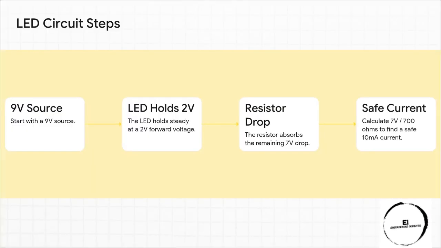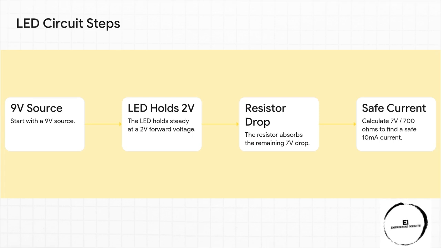Let's see how all of this builds into our grand finale. What if we took everything we just learned about voltage drops, resistors, and diodes, and designed a safe, fully functional LED circuit entirely from scratch? Let's just walk through this logically, step by step. We start with a strong 9-volt battery. We know from our plot that the LED will turn on and firmly hold a 2-volt forward voltage.